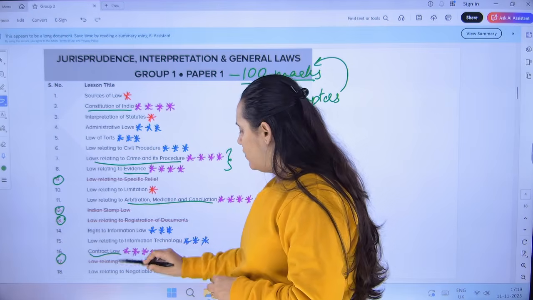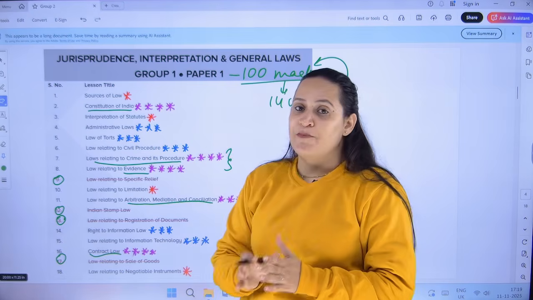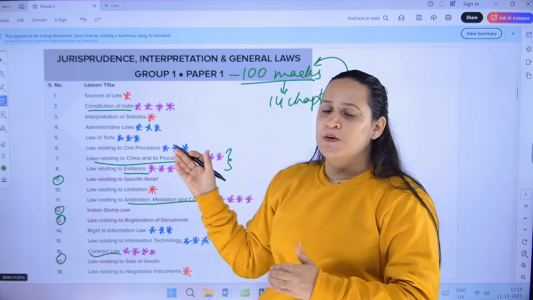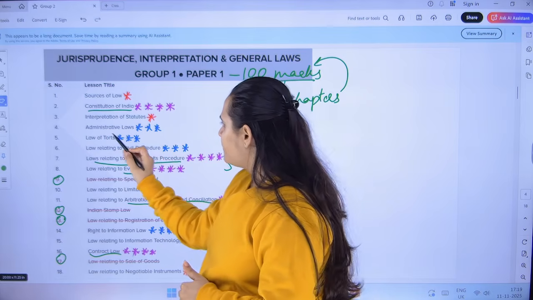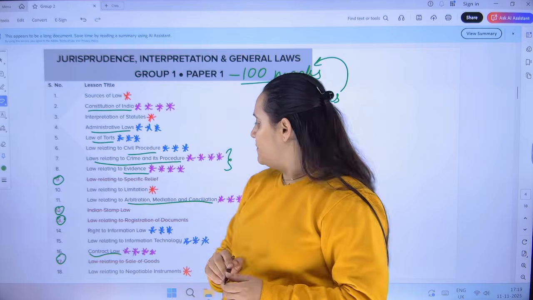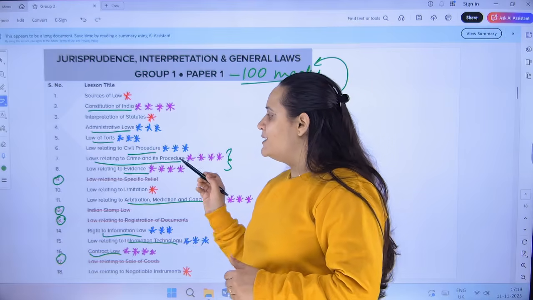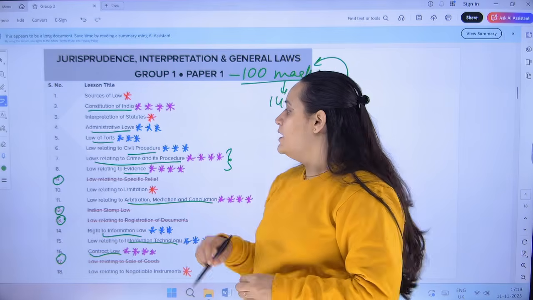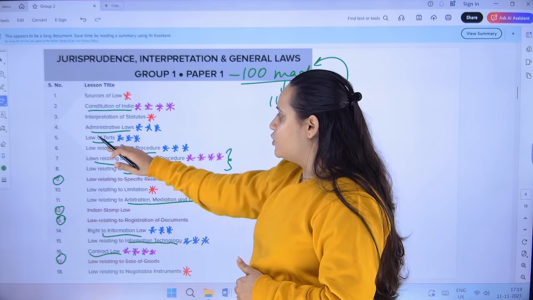Then you have contract law, right? So these are the chapters that you should give priority to first. Once you complete these chapters, your second round of chapters will be administrative law, law of torts, law relating to civil procedure, right to information and information technology. These are the next important chapters. Out of this, most of the chapters are easy, like information technology, RTI, torts.